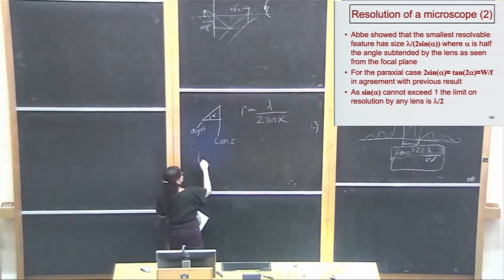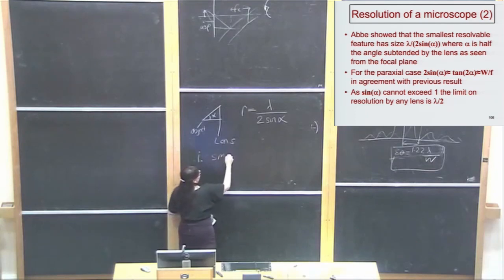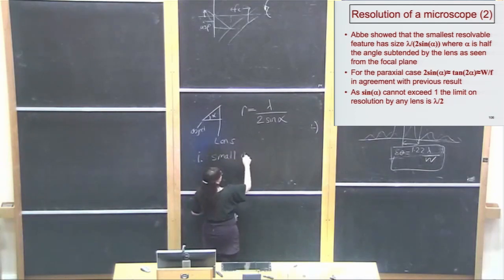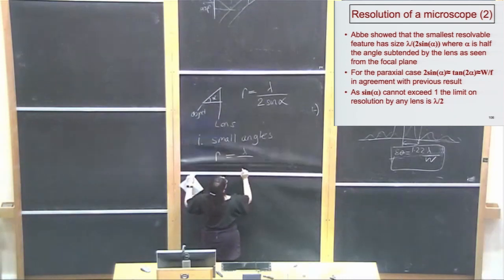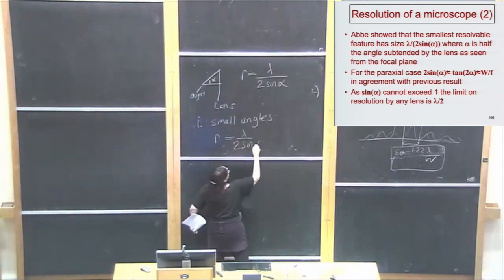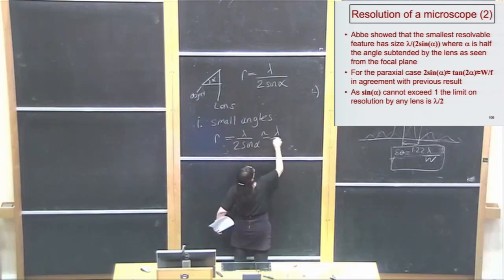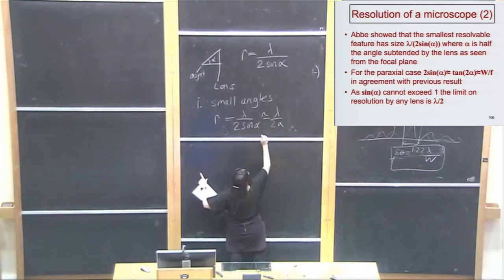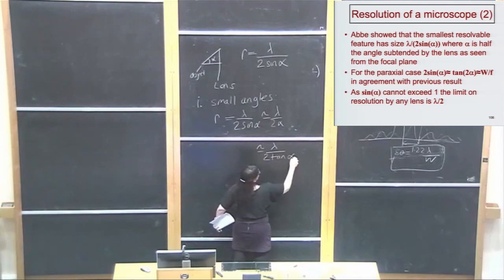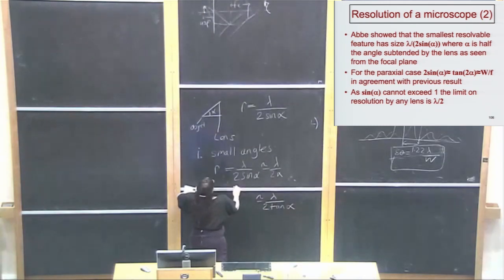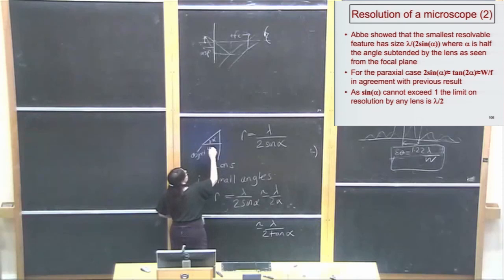Let's look at a couple of cases. Let's look at small angles, even though we've said this is generally not what we're working with, just to show you what happens. If I had small angles, then R equals lambda over 2 sine alpha, which is approximately lambda over 2 alpha, which is also approximately lambda over 2 tan alpha. Let me label something else on here. That distance is u, which is approximately f, because I've just said my object is sitting in my focal plane.